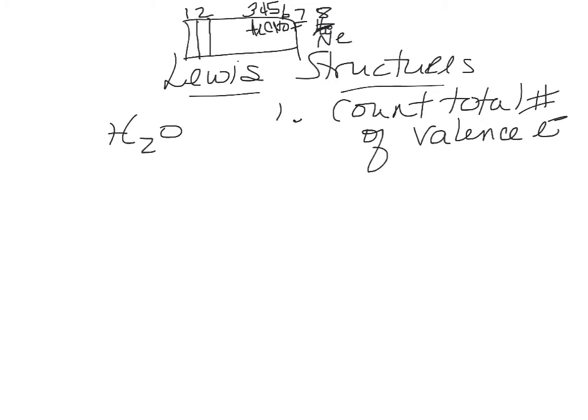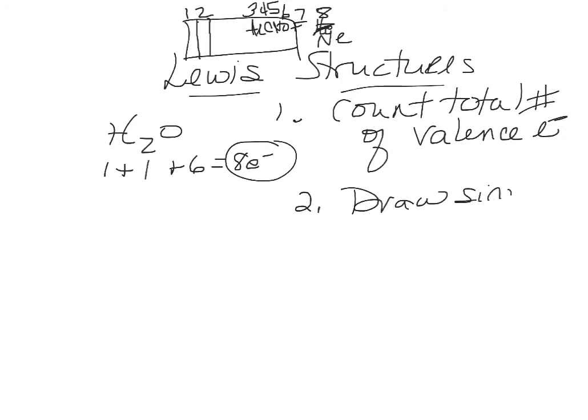Anyway, so the total valence electrons in water: each hydrogen has 1 valence electron because it's in group 1A. Oxygen has 6 valence electrons. So that's a total of 8 valence electrons for water. Okay? So the second step is draw single bonds between all atoms. Draw single bonds between atoms.